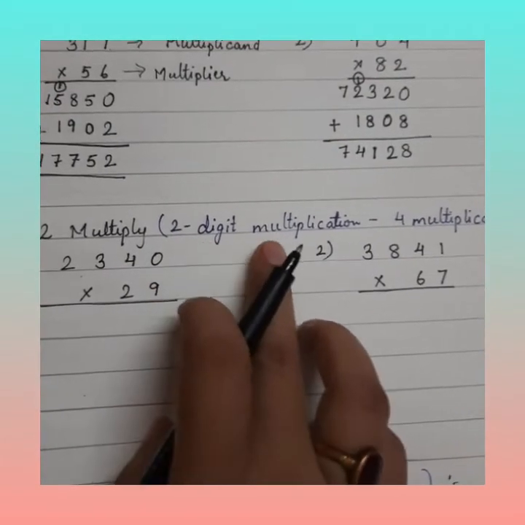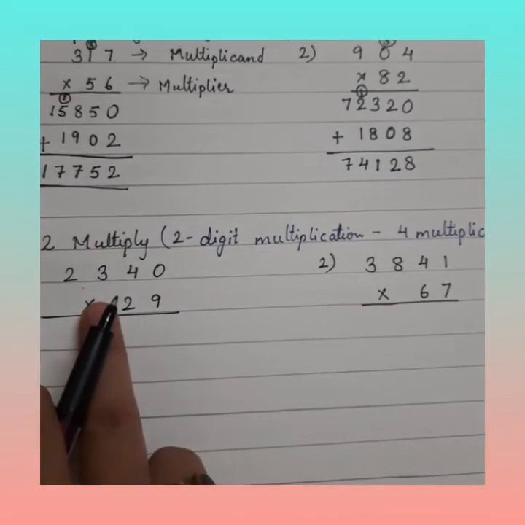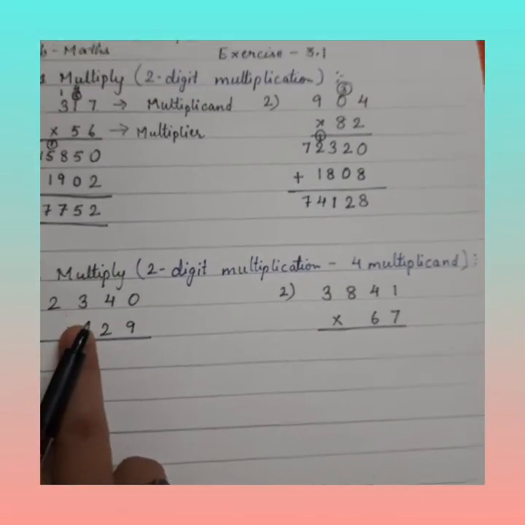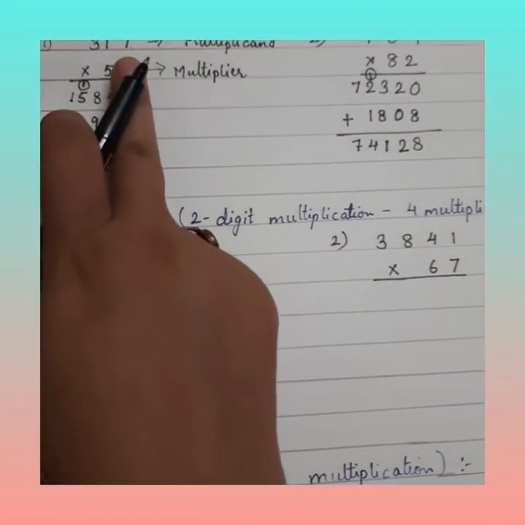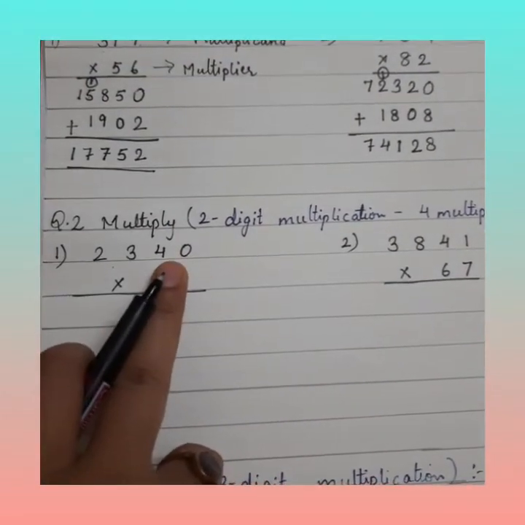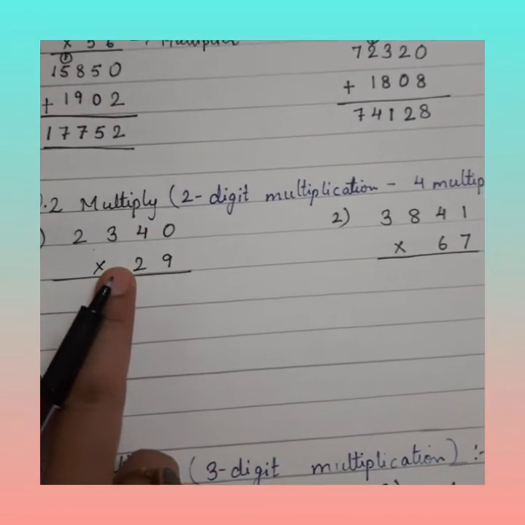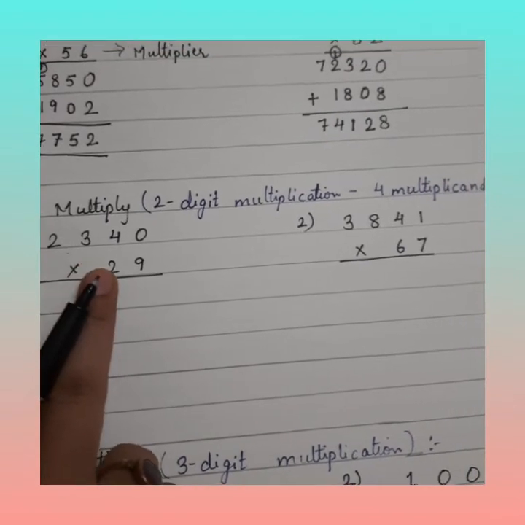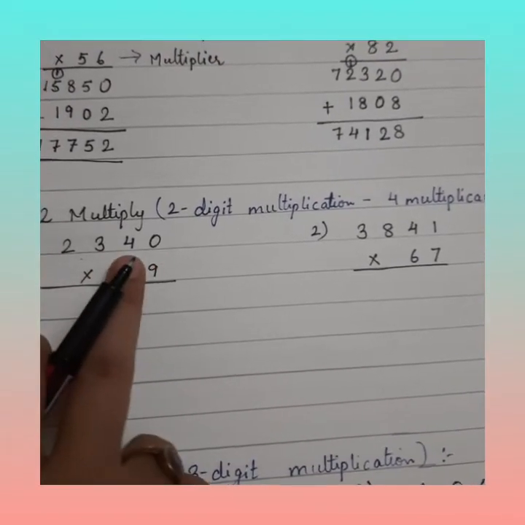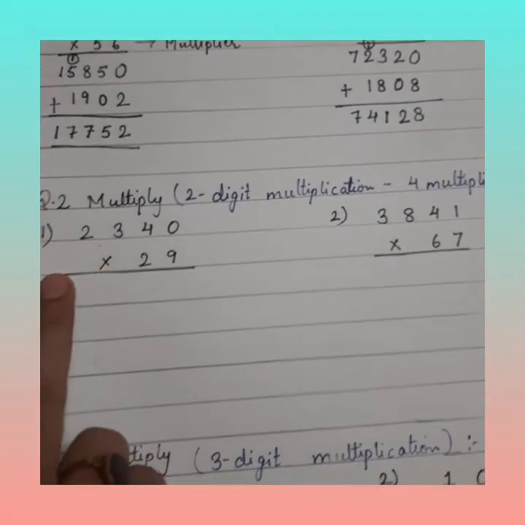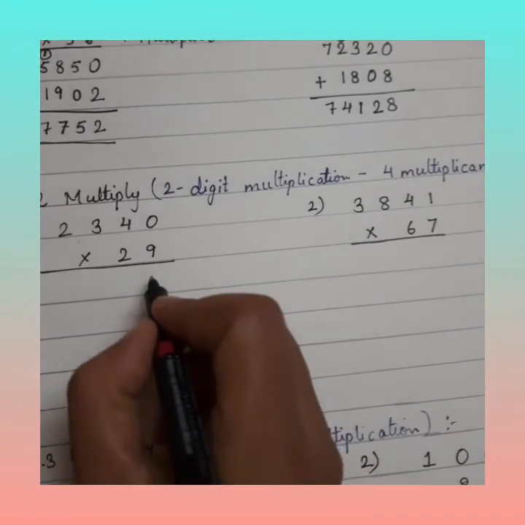Multiply, again 2-digit multiplication, where 4-digit multiplicands are there. See, here it was 3-digit and here it is 4-digit. No change will come into the rule of multiplication. Always remember, the rule works according to the number of digits in the multiplier. So here also 2-digit. So let's start. We'll put 10 here.